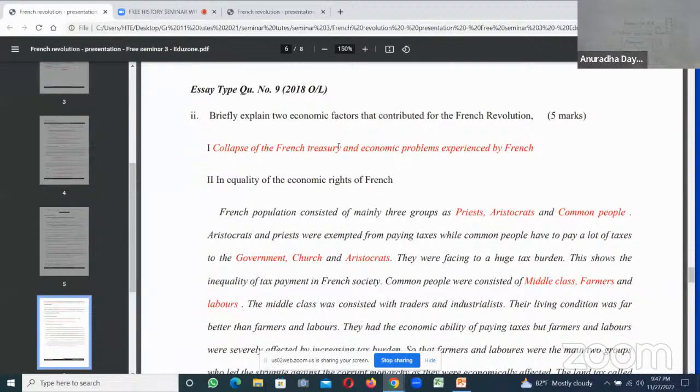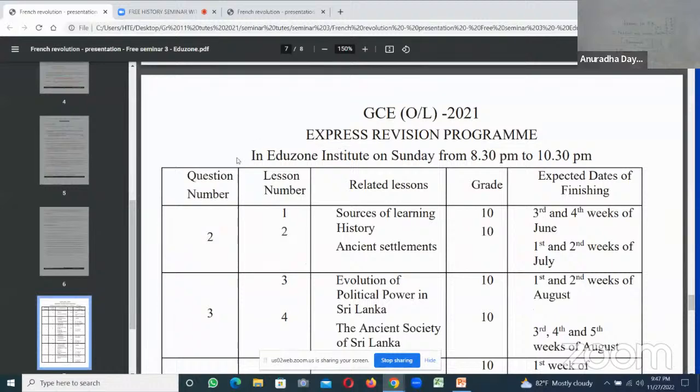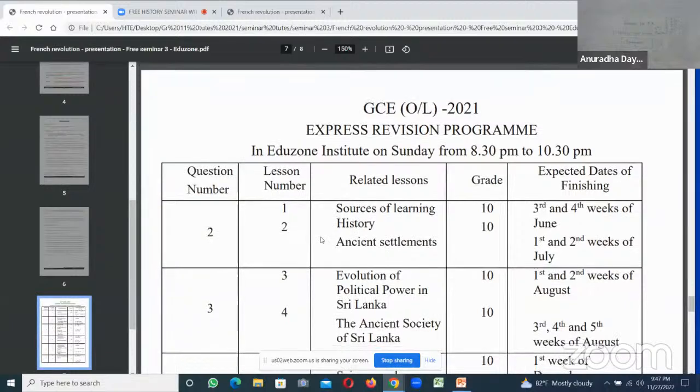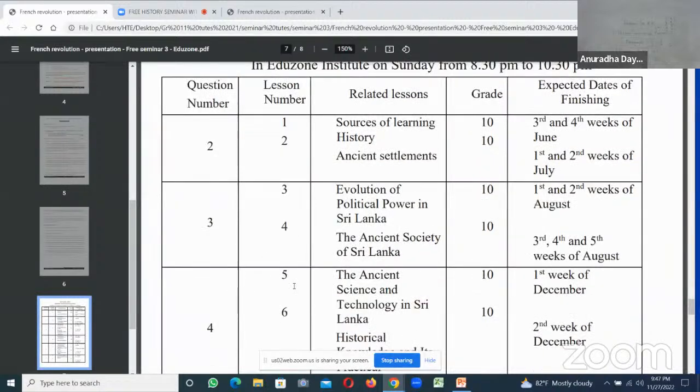And after this, I want to show you this one. Now, this I have given for the 2021 paper, so don't take these dates for that. Here, the second question is related to grade 10, first and second lessons. The third question is normally given from the third and fourth lessons of grade 10. The fourth question is normally given from the fifth and sixth lessons of grade 10.